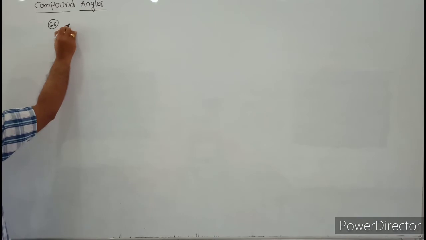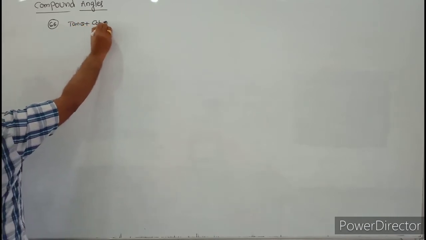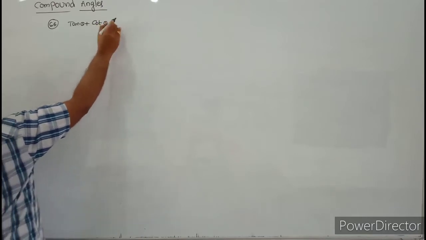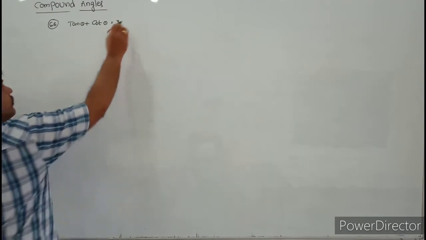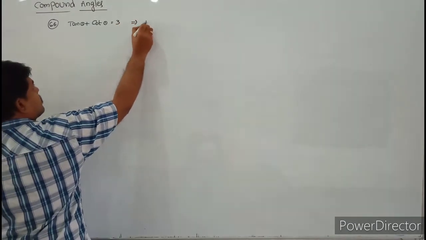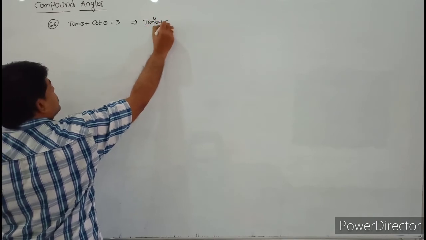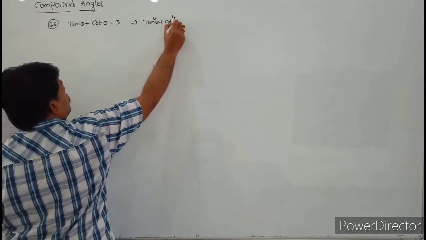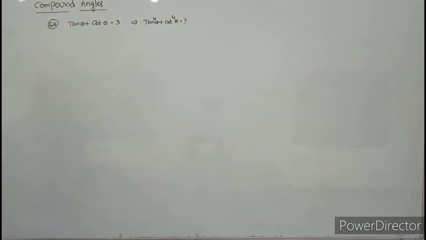So tan theta plus cot theta is equal to 3. Then they are asking for tan power 4 theta plus cot power 4 theta. So this is the question. Okay, so see this question, students.